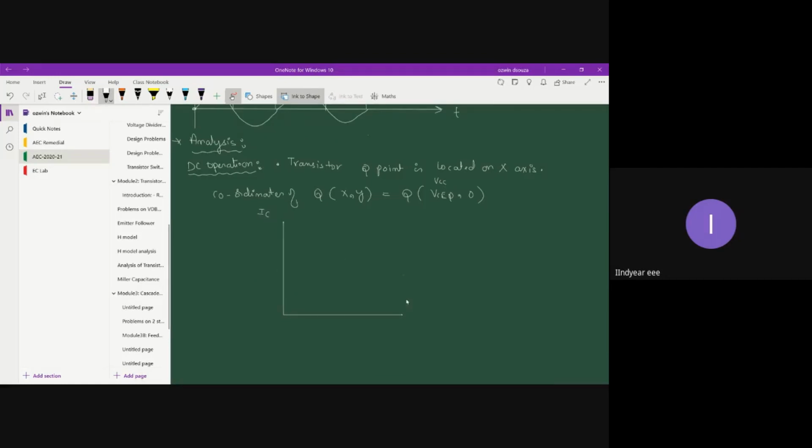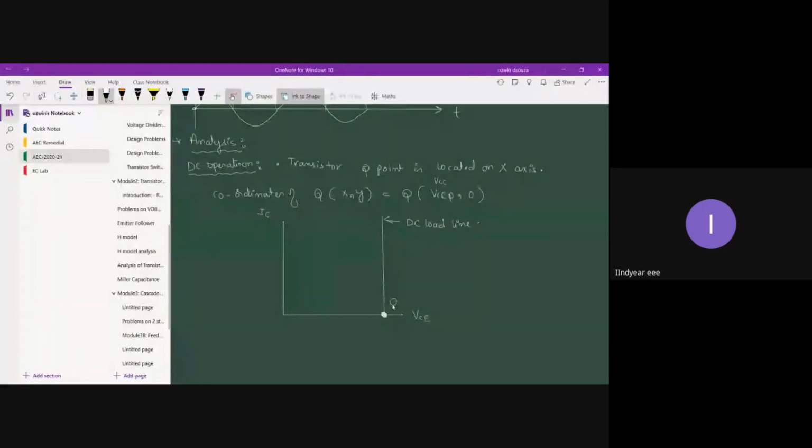So this is your IC and this is your VCE. First, let me mark the DC load line. The DC load line is going to be a straight line because you have a transformer, and the transformer's resistance is very, very small. That's the reason you will get a straight line. So this is your DC load line, and this is the location of the Q point.